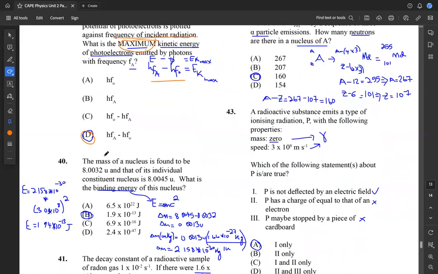Now, for 40, they're saying that the mass of a nucleus is found to be 8.0032 units, and that of its individual constituent nucleons is 8.0045 units. So you see that there's a little bit of a discrepancy with the masses here, right? This is slightly more than this. And so they're asking, what is the binding energy of this nucleus?